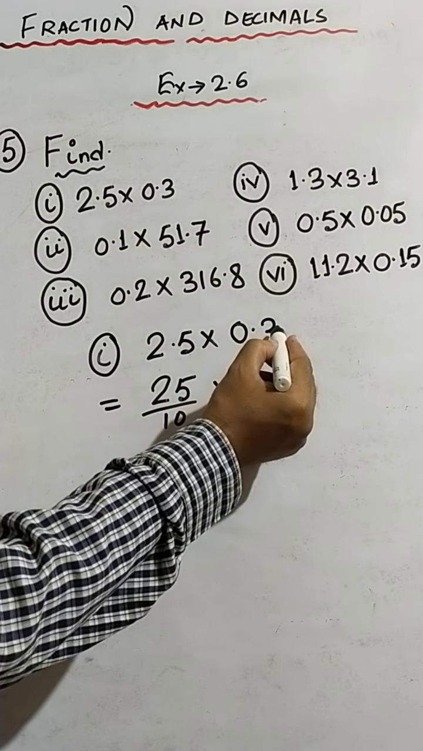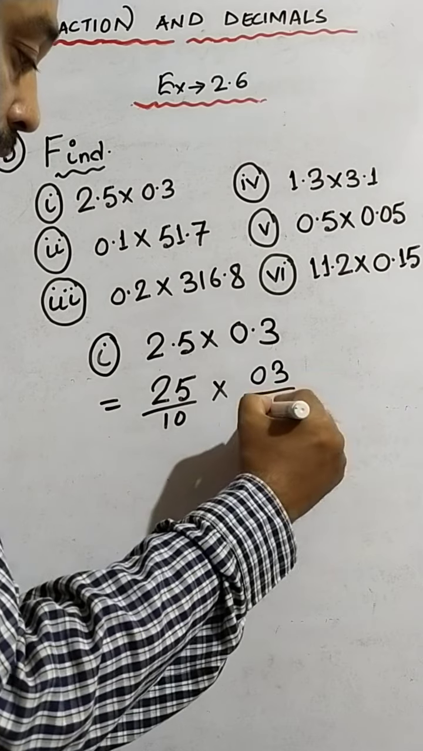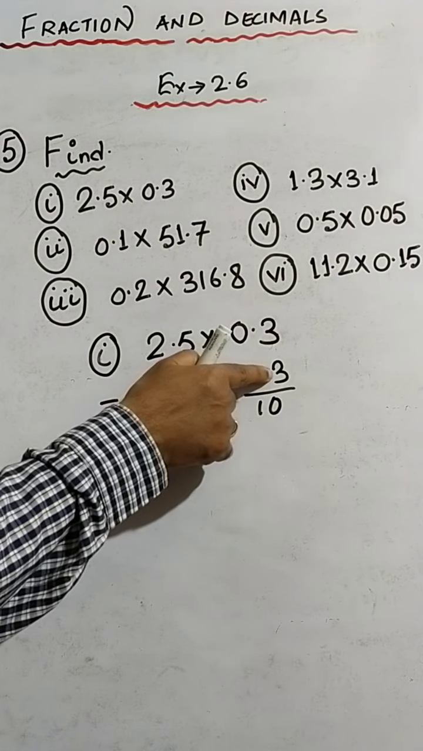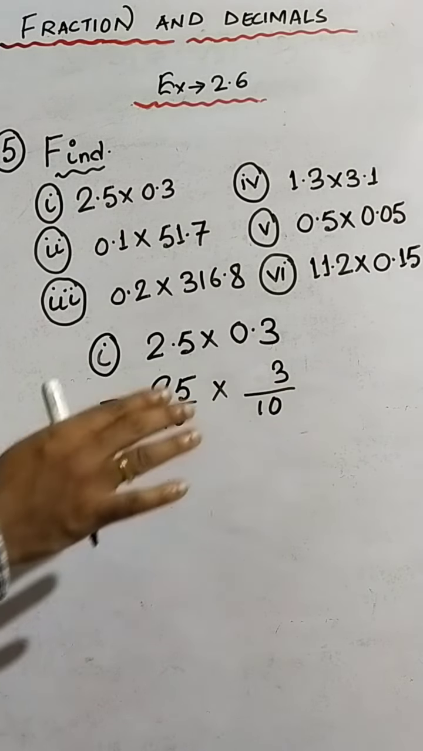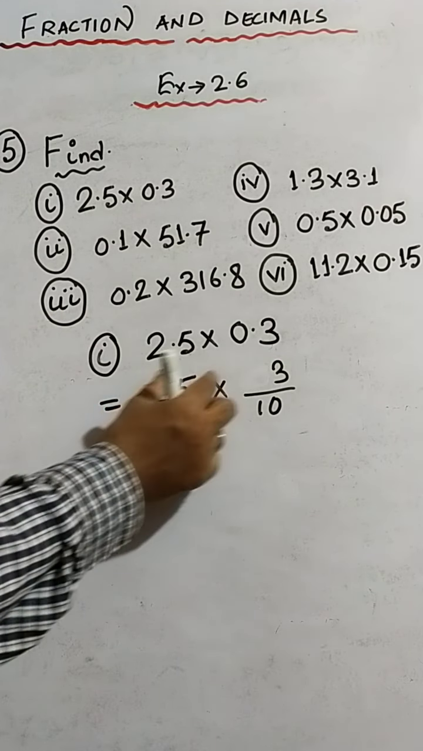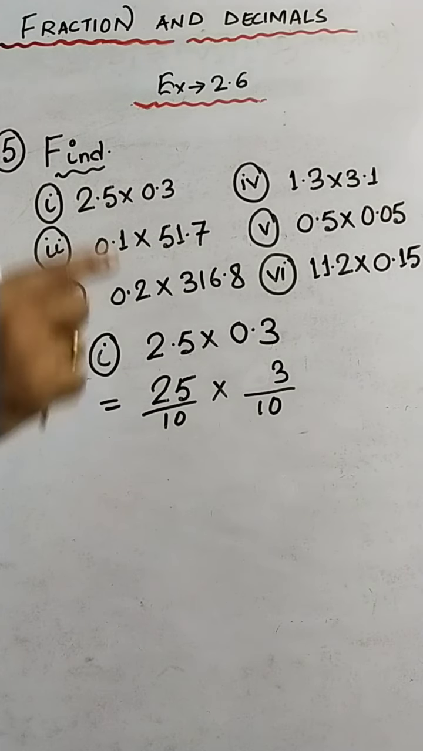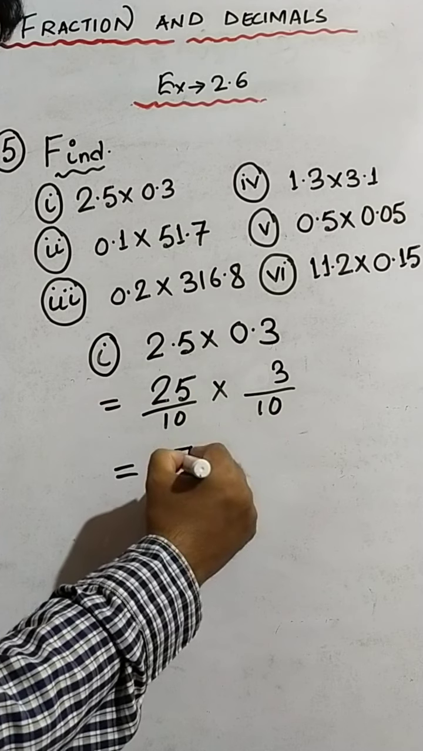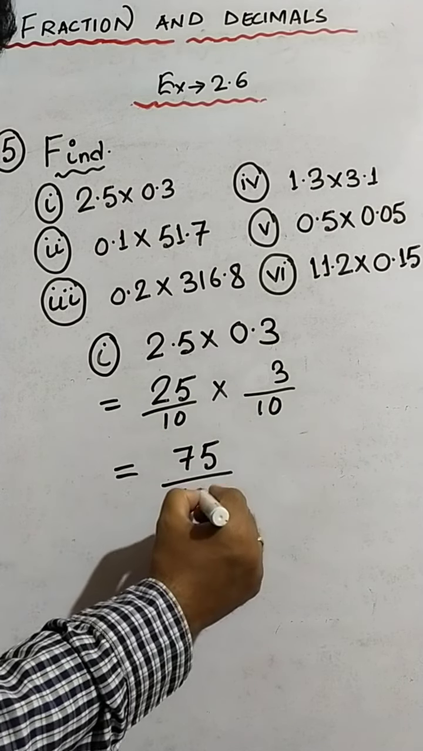Now we do the same thing with 0.3. After the decimal, how many digits? One. So 3 would be divided by 10. Now we just multiply. Do not go for the reducing part. Simply multiply numerator with numerator and denominator with denominator. That will make your work much easier. So 25 into 3 is 75, and 10 into 10 is 100.